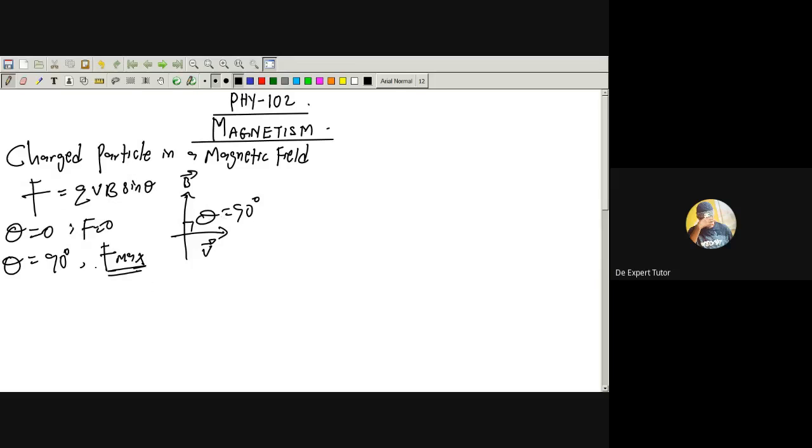All right. But what happens when the charge moves in the same direction as the magnetic field? You observe that at this point they are parallel. Theta is 0, and from here your force will be 0. The force between them will be 0. Exactly. I believe you are getting it.